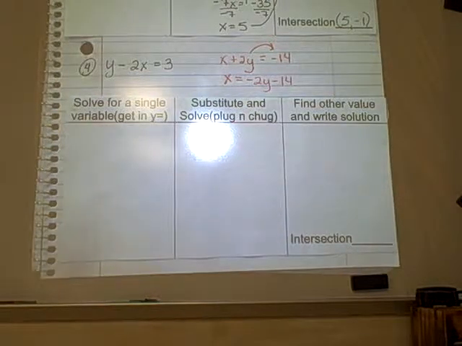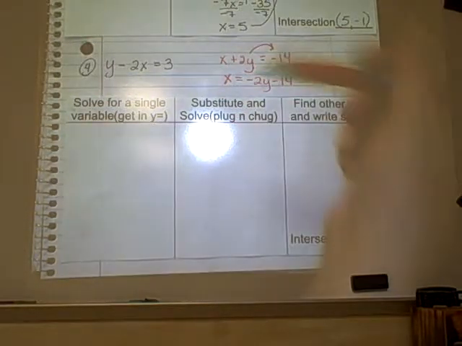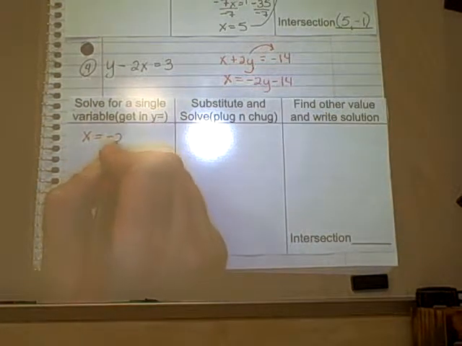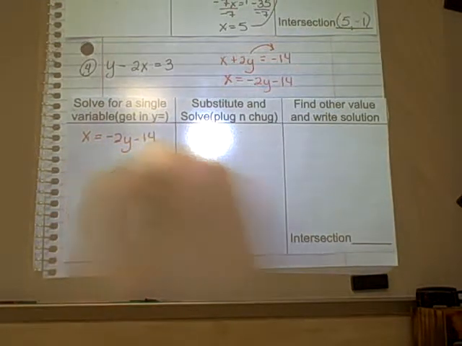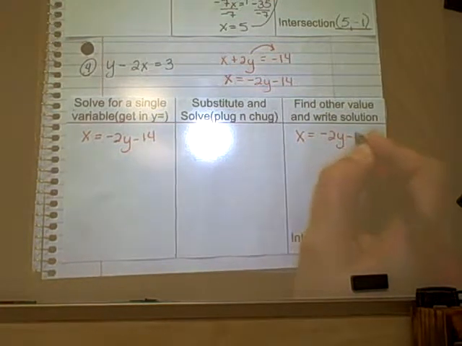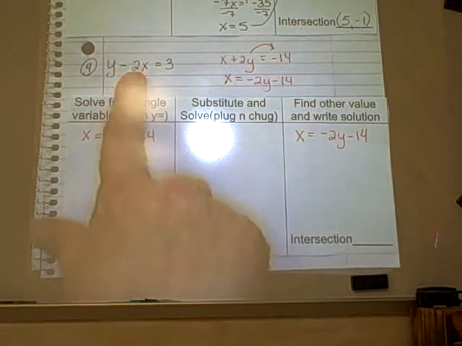Now I have one of them with a letter all by itself, right? The x is all by itself. So that's the bread, that's the one that's going to go over here. Which means this one goes in the middle.